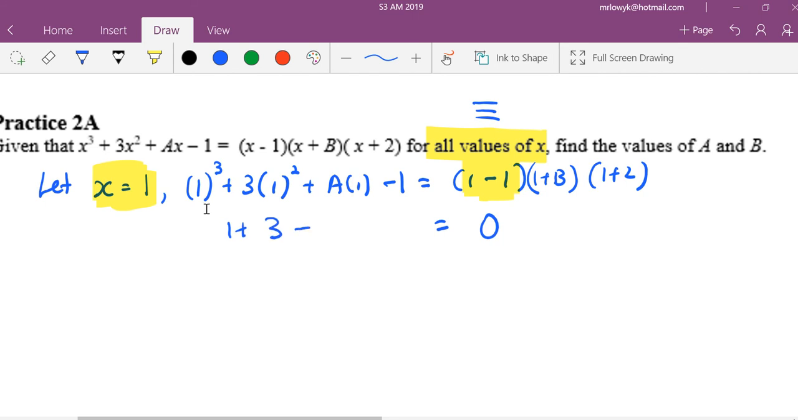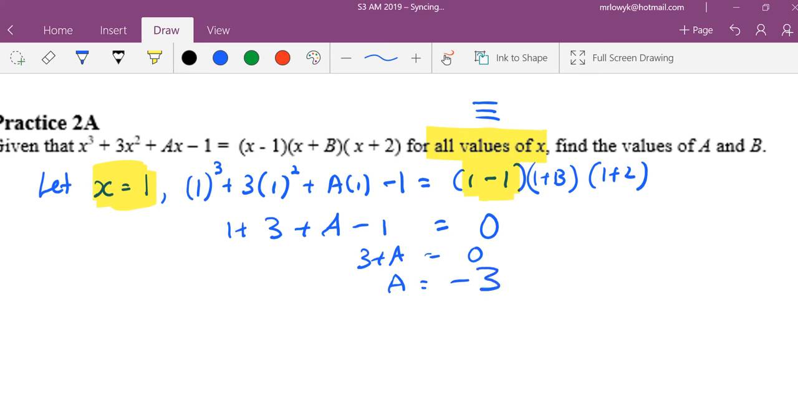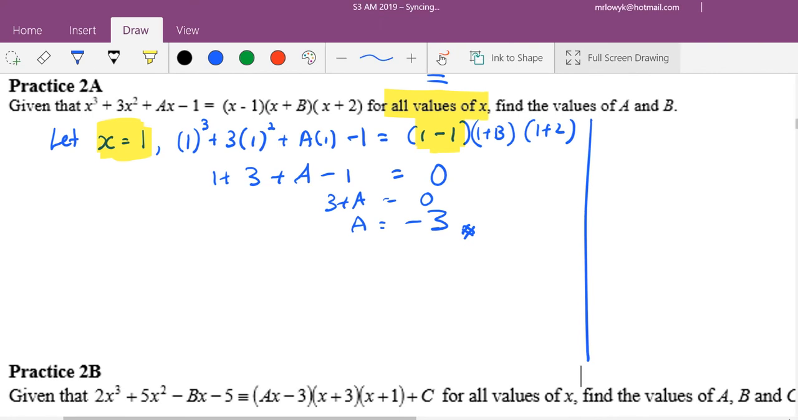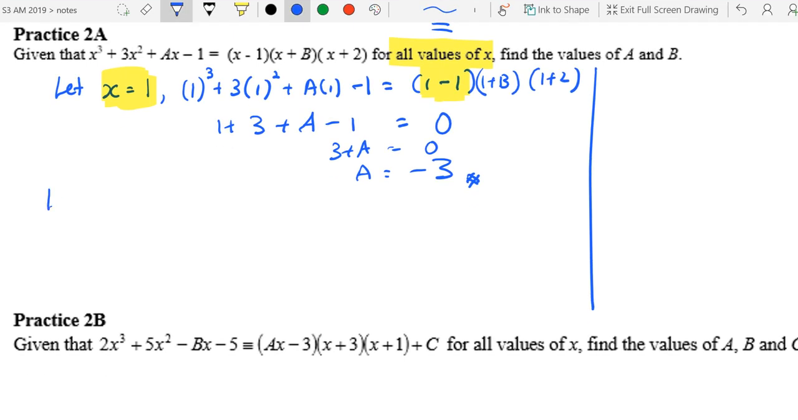1 plus 3 plus a minus 1. Work out on your calculator. 3 plus a equals 0. A equals -3. How many of you got this? Other method, okay? Now, so similarly, I will let x be what? My favorite number is 0. Can I use 0? Yes.